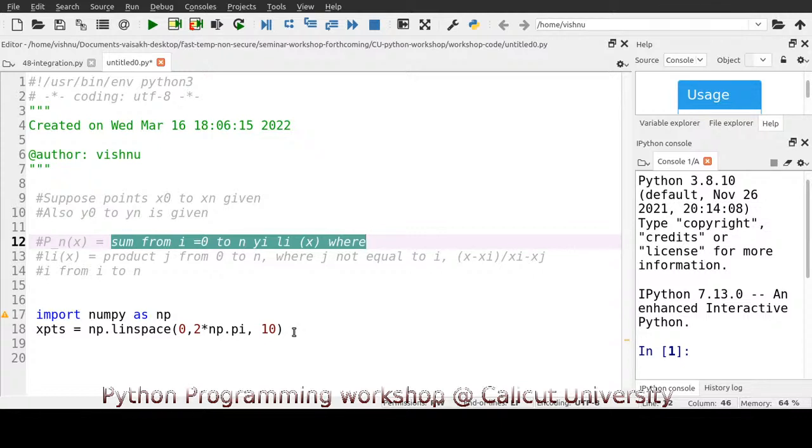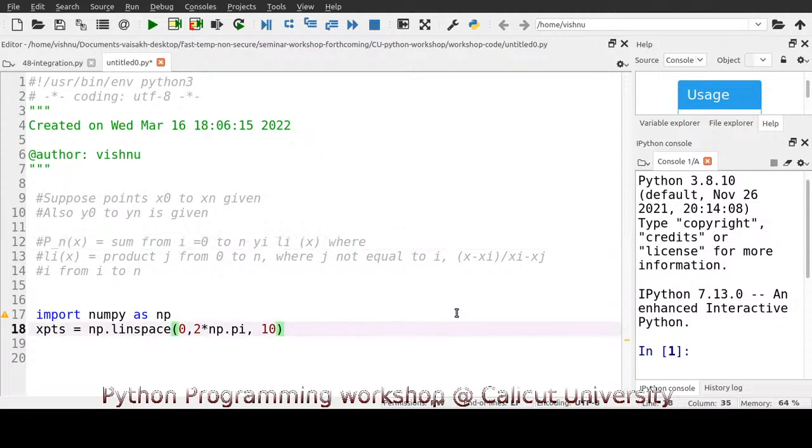The polynomial we construct will be of degree 10. So if you are given 100 points, the polynomial will be of degree 100. In that case, the approximation also will be better. We can see that.